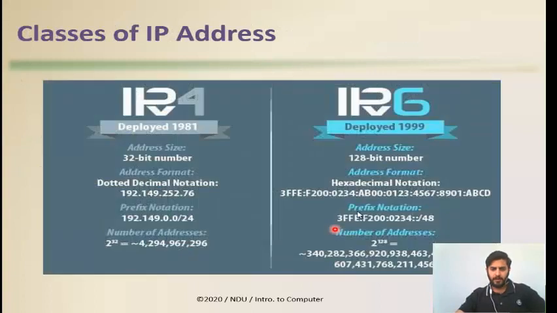So this is the IP version 6 addressing scheme we are working with nowadays. IP version 4 is still working here, and that is one comparison of the two. IP version 4 is a 32-bit address, and the IP version 6 addressing scheme is a 128-bit number.